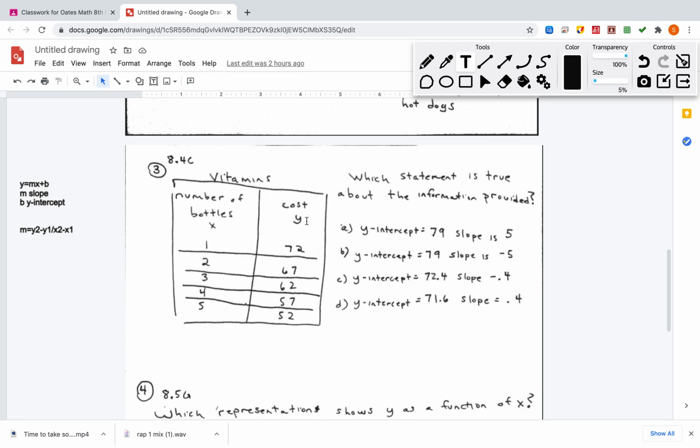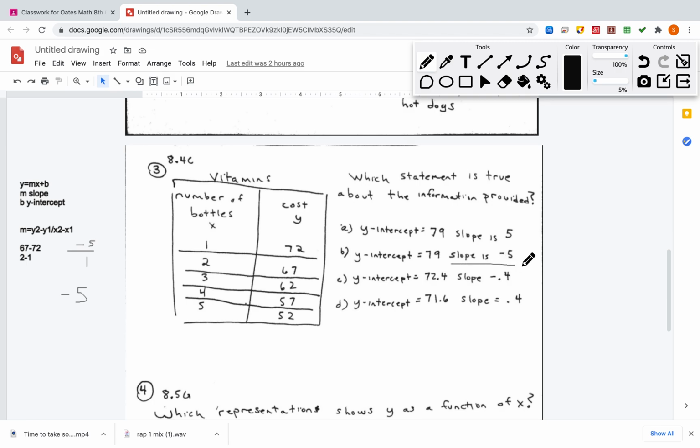So I'm going to go to the y's. I'm going to look at the second y, which is 67, minus y1, which is 72, over x2, which is 2, minus x1. So 67 minus 72 is going to give us negative 5. And 2 minus 1 is going to give us 1. If we simplify that, we're going to get a slope of negative 5.